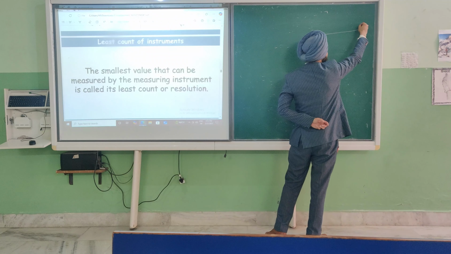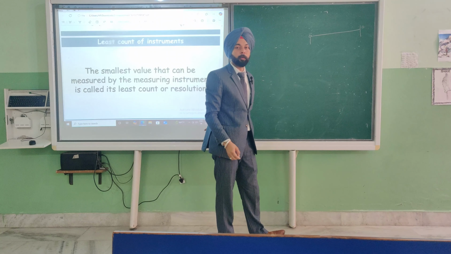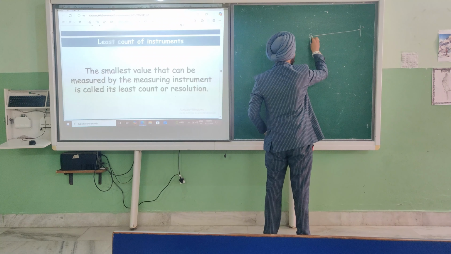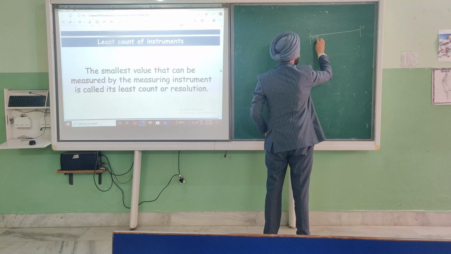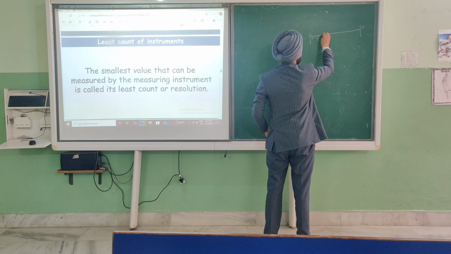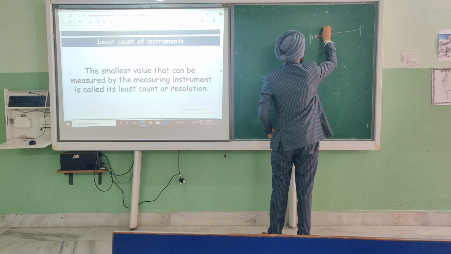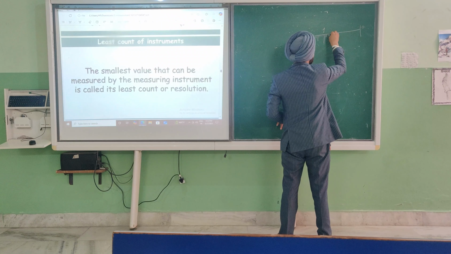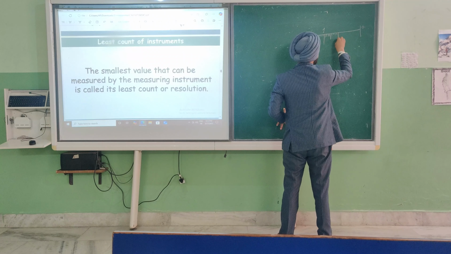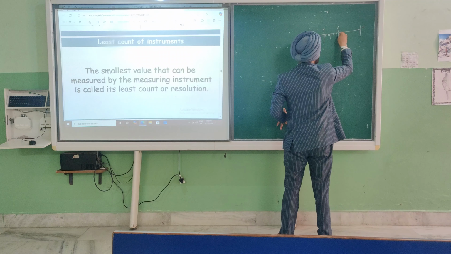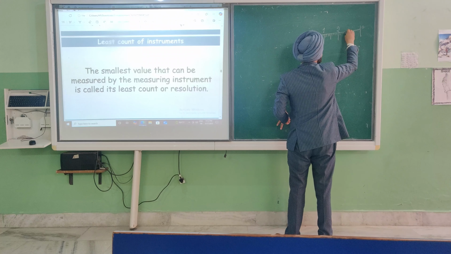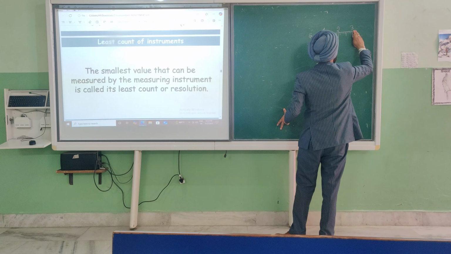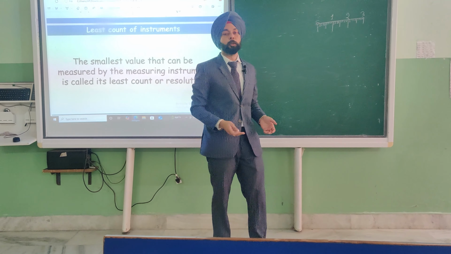Zero to 10. Okay, the range of scale is 0 to 10. Now 1 2 3 4 5 6 7 8 9 10, it's a 1. Again 1 2 3 4 5 6 7 8 9 10, 2. Again 1 2 3 4 5 6 7 8 9 10, 3. The range of scale is 0 to 3, not 0 to 10.